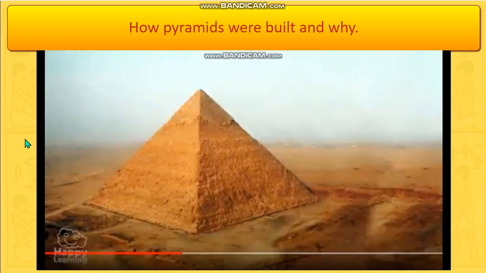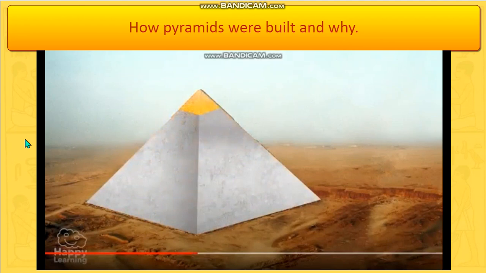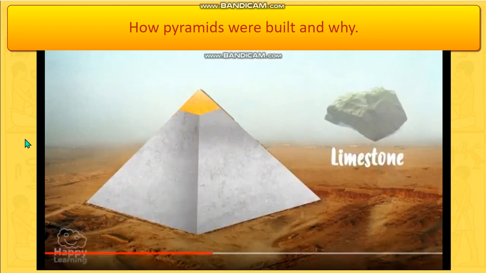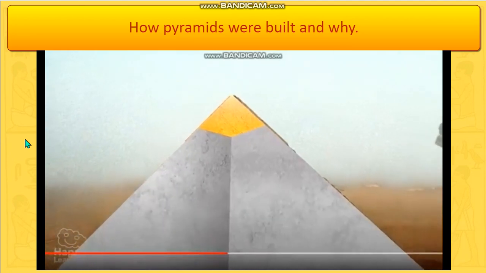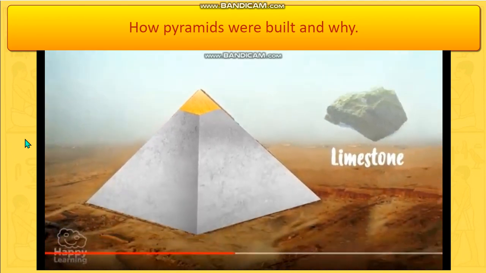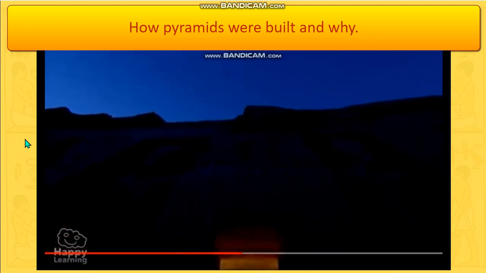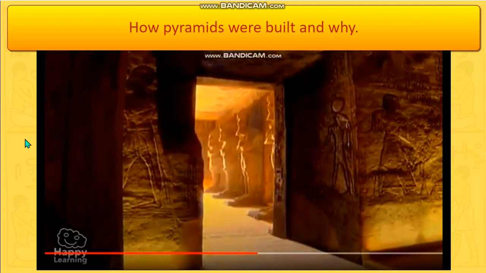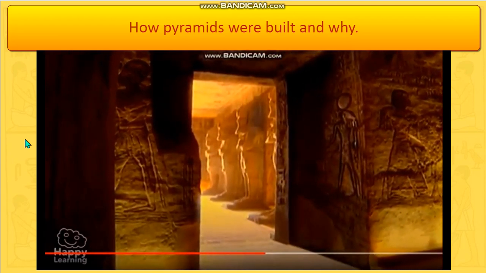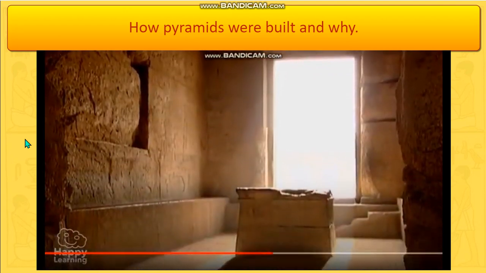Today, we see that pyramids are old, but when they had just been built, they were covered in beautiful white limestone. And the tip of the pyramid was golden. I'm sure they were astonishing. Inside the pyramids, there are tunnels, chambers, and secret passageways. And this was where they left the pharaohs' mummified bodies.